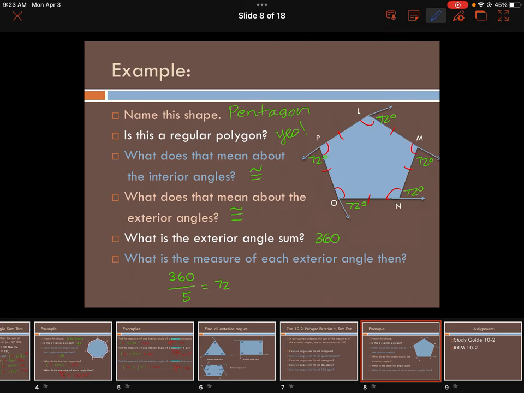Now here's where this saves you some time. You can also calculate the interior angle measures, and you don't need that formula we used in the last video. Interior angles and exterior angles are supplementary. So each of those angles has to be 108.